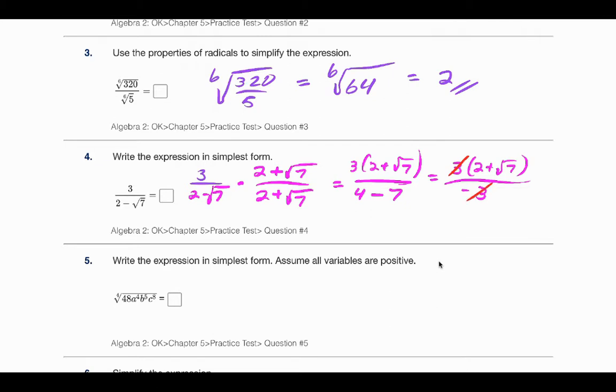So I'll just distribute that negative through everything on the top. What that is telling us is that we're going to change the sign of everything. So the 2 is going to become negative, that root 7 is going to become negative, and there is your answer.